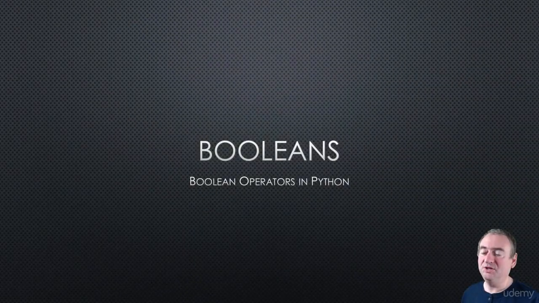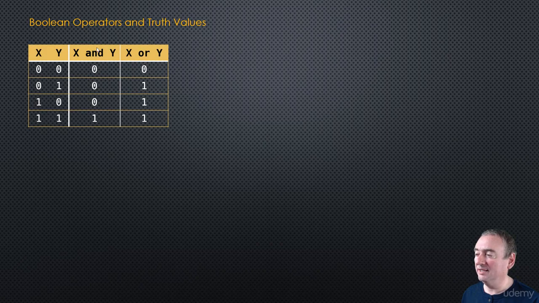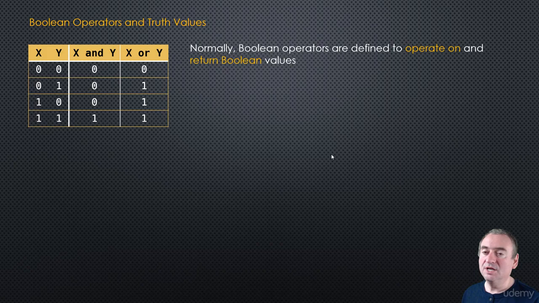Hi. In this video, we're going to continue looking at Boolean operators, but in a little bit more detail. In particular, we're going to consider Boolean operators in the context of truth values. So let's just bring back our regular truth table. We have these inputs for x and y, and then we have the result of x and y, and x or y. So normally, Boolean operators are defined to operate on Boolean values and return Boolean values.